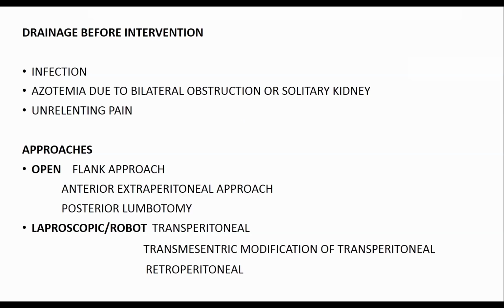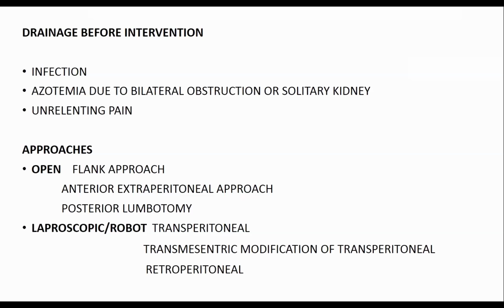In open surgery, you can go through a flank approach, an anterior extraperitoneal approach, or a posterior lumbotomy. The anterior extraperitoneal and posterior lumbotomy approaches are done mostly in non-obese patients. They have direct access to the pelvic ureteric junction.